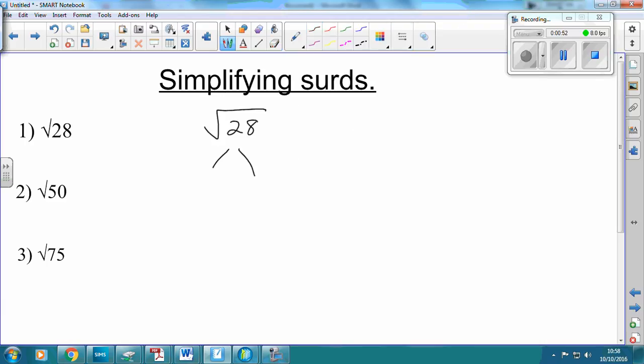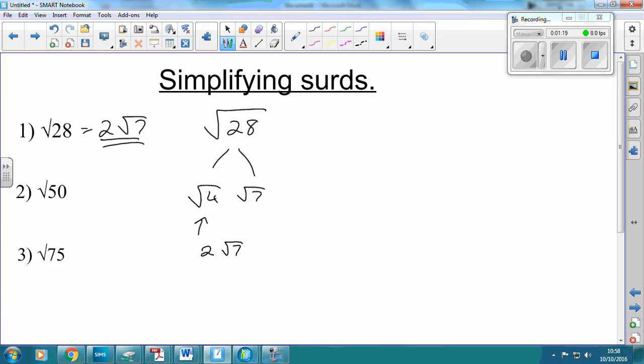So obviously you can have 2 and 14, or you could have the square root of 4 times the square root of 7. Now the reason that we use this one is that we can actually do the square root of 4. Because the square root of 4 is just 2, because 2 times by itself makes 4. So what we do is we write that as 2 root 7. And that's how you simplify surds. So if ever you've got a question that says simplify this surd, that's exactly what it means.